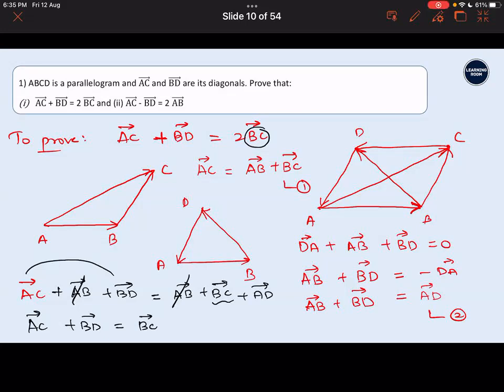So how do we do that? For that, you need to take another triangle and then prove it. First, copy it till this step. Is it clear till this step?